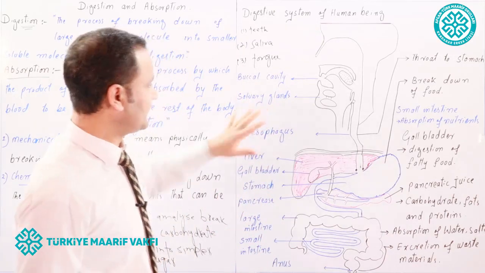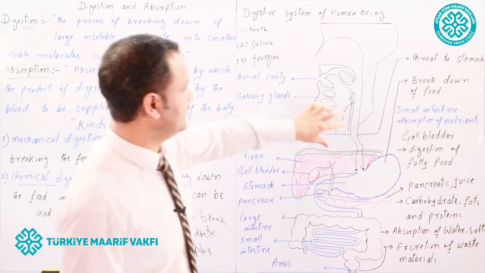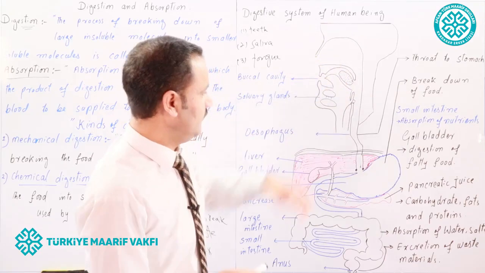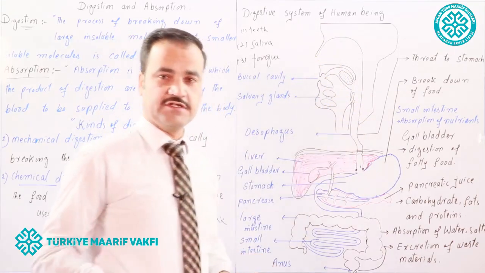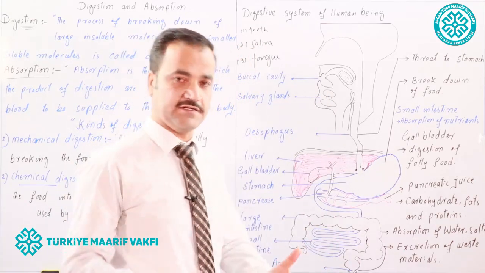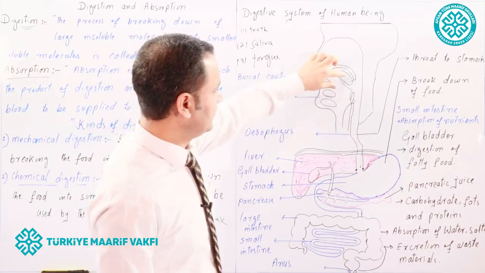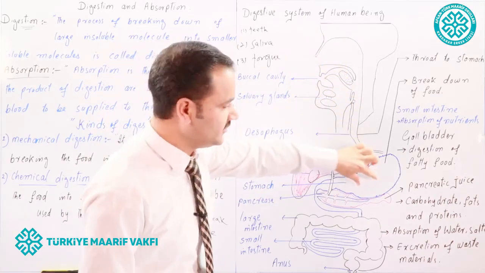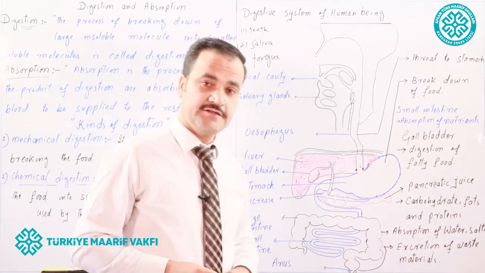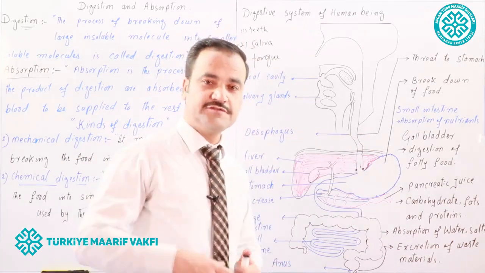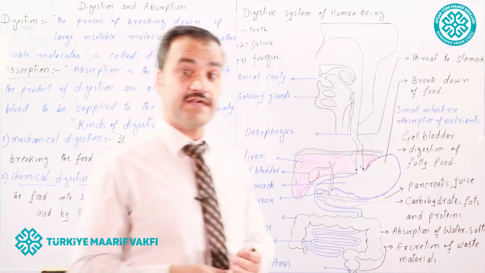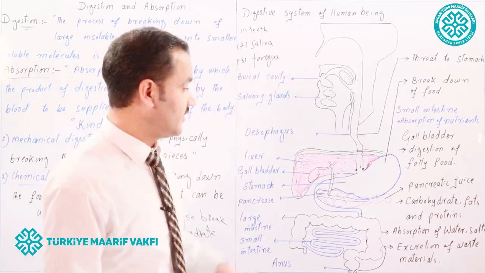Okay, after that, when it comes to the esophagus, now you can see here, this is food. What is the esophagus? The esophagus is actually a long tube which connects the throat to the stomach. So this food comes here to the stomach. It churns the food. The stomach churns the food and makes it simpler and makes the larger molecules smaller.